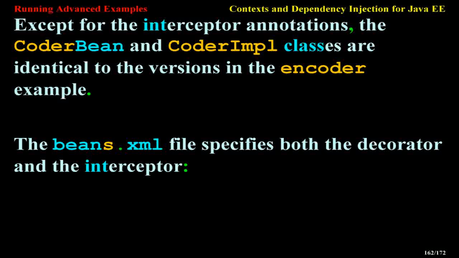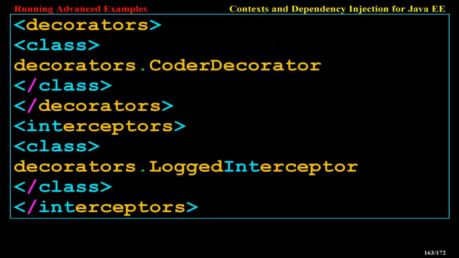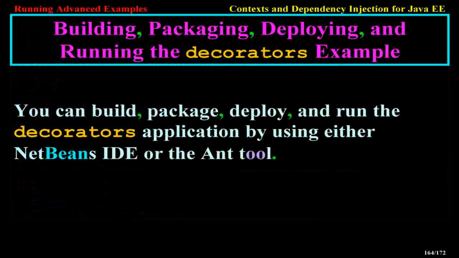The beans.xml file specifies both the decorator and the interceptor. Decorators: class decorators.CoderDecorator. Interceptors: class decorators.LoggedInterceptor, class interceptors.LoggedInterceptor.